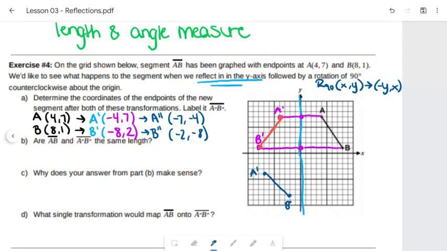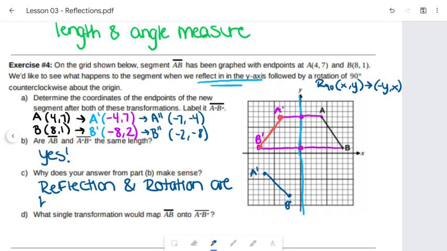Now, are AB and A double prime B double prime the same length? Of course they are. Now it doesn't ask me why, but we should know a reflection and a rotation are both examples of rigid motions, and rigid motions preserve length and angle measure. So when they ask if they're the same length, they definitely are. Okay, and that's what we're going to follow up with in C here. Reflection and rotation are both rigid motions.